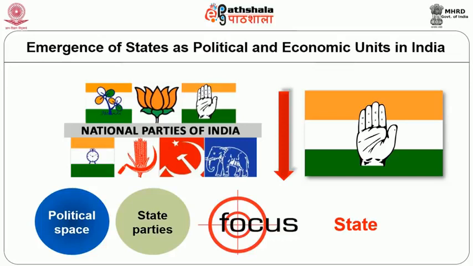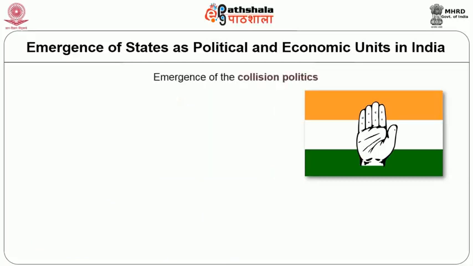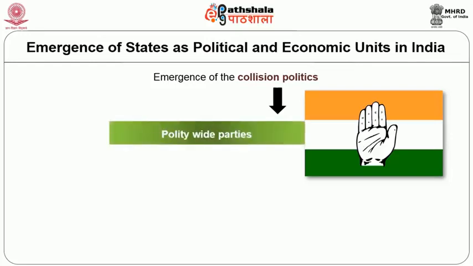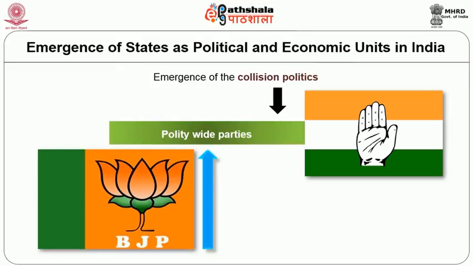So naturally, the emergence of the state party would be another factor which we have to take into consideration for explaining the emergence of the state as a very important, a critical political unit. And here you can also think about the emergence of coalition politics. Under coalition politics, the polity-wide parties, you can call them polity-wide parties, though it would be very difficult to justify that, because even now BJP is on the rise, but BJP doesn't have much presence in the South Indian states.